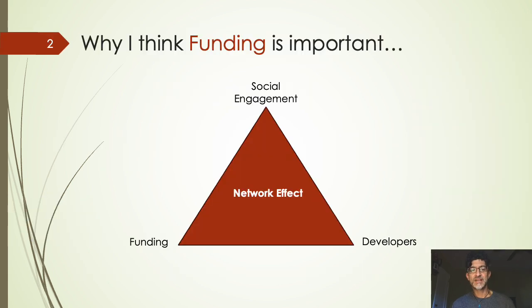So why do I think it's important? I think it's one of the three points or legs of a three-legged stool, like Vitalik's blockchain trilemma. It's one of the three most important factors: social engagement, development, and of course, funding. These factors are what, in my opinion, cause the network effect of a blockchain.